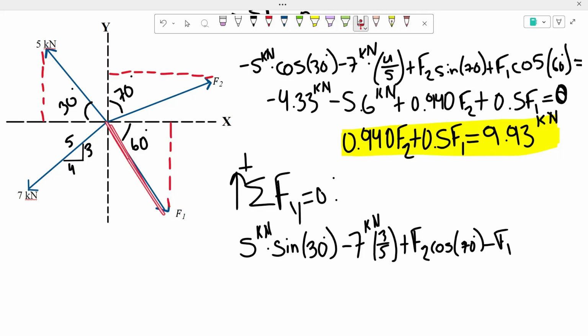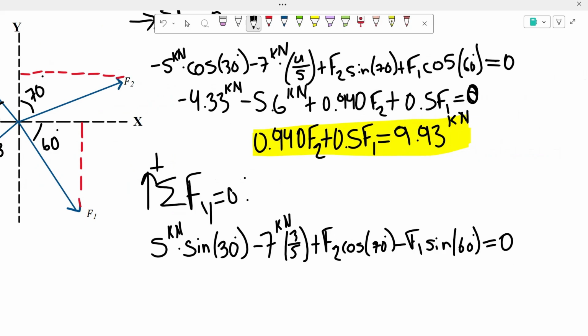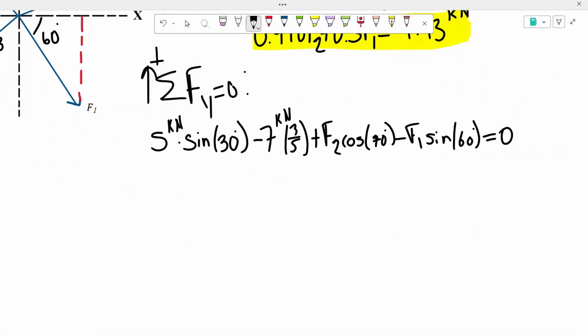And then we are also trying to find the hypotenuse side of this triangle. So once again, sine is opposite over hypotenuse. So F1 times sine of 60. And remember, for it to be in equilibrium, all of that has to equal 0. So if we were to plug in some things into our calculator, we would get that 5 kilonewtons times sine of 30 is 2.5 kilonewtons. And then negative 7 times 3 over 5 gives us minus 4.2.